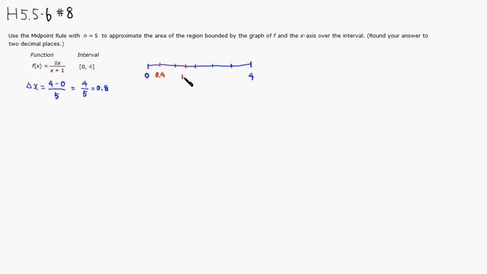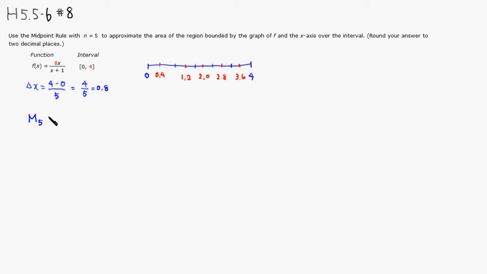So it's 1.2, and here it would be at 2.0. Here will be 2.8. Here will be 3.6. Alright, so in order to find a midpoint, all you really have to do is plug in these red values.